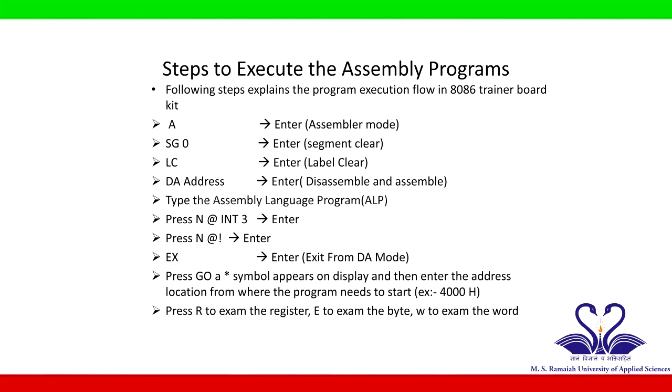Type G, A star. Symbol appears on display and then enter the address location from where the program needs to start. Example 4000H. Press R to examine the register, E to examine the byte, W to examine the word.